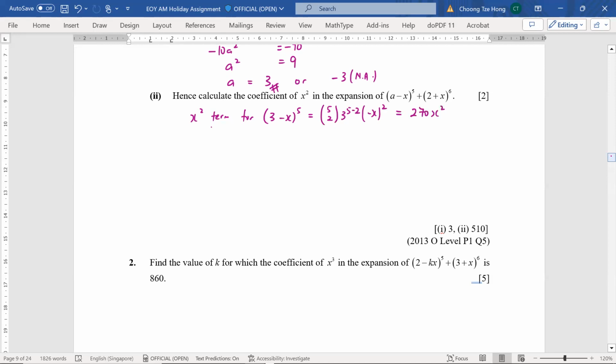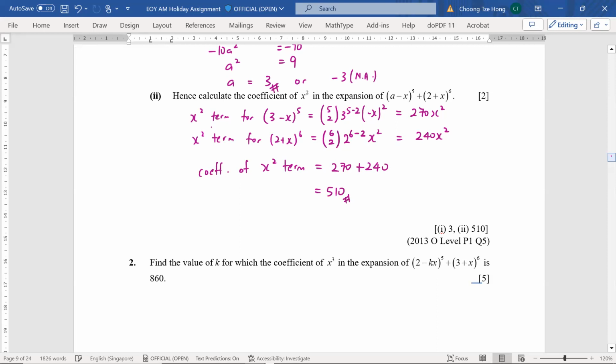The next one will be the x squared term for (2 + x)^6. With 6 choose 2, 2 to the power of 6 minus 2, then x squared. If you calculate this out, you will get 240x squared. So very quickly we get the answer. The coefficient of the x squared term will be equal to 270 + 240, so you get the answer 510.